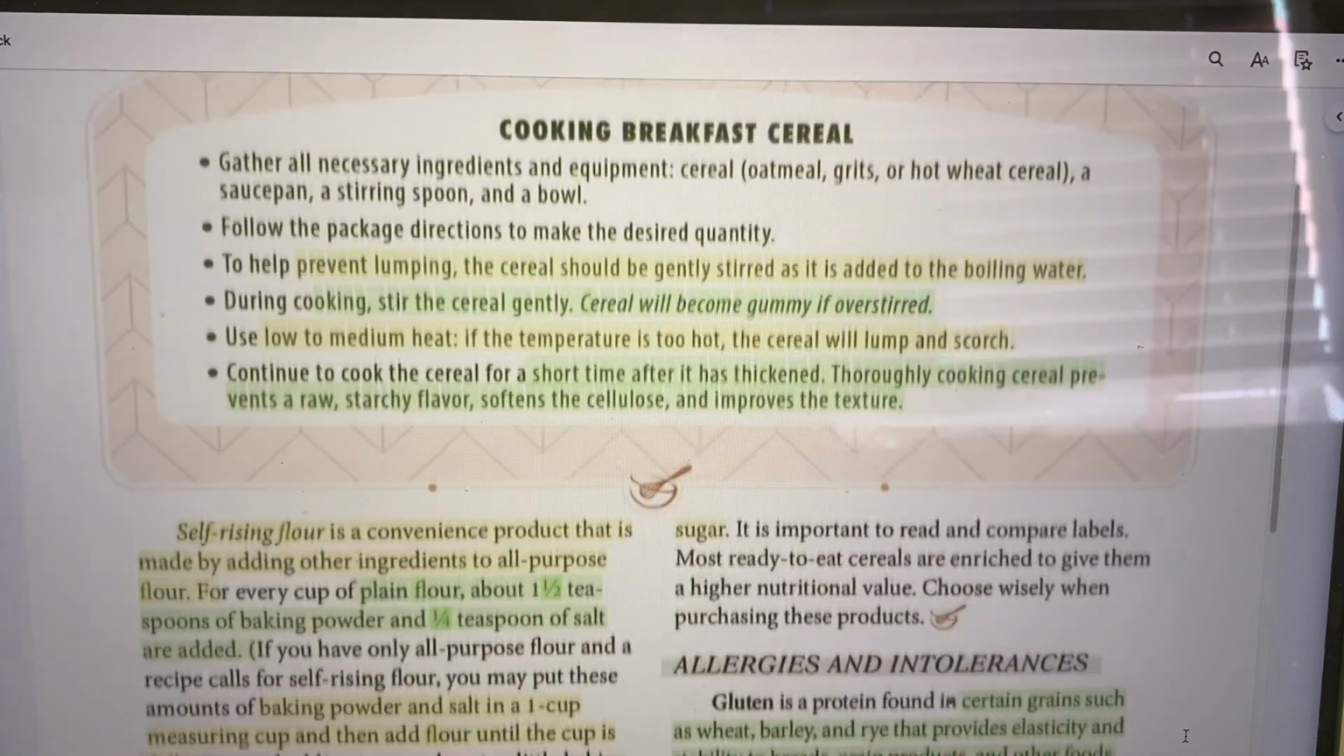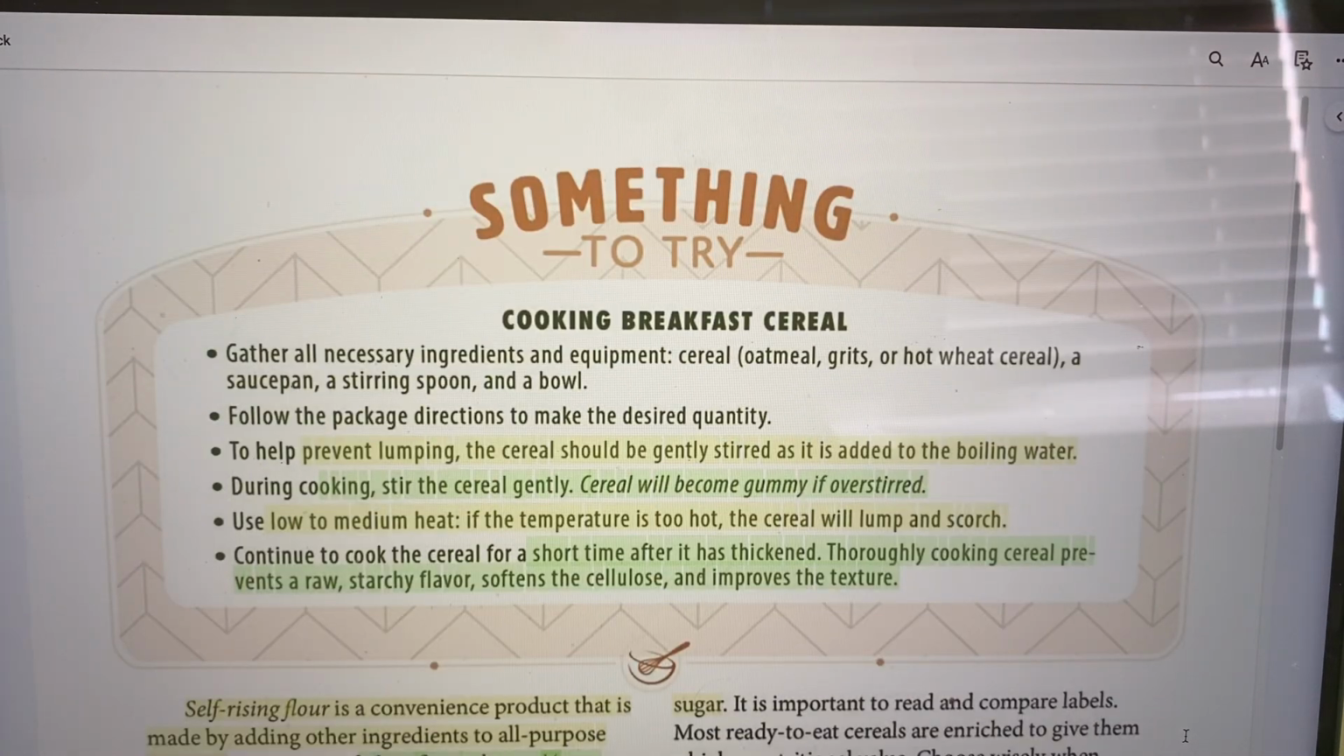So let's go back up here where it says cooking breakfast cereal. Here's a cooking example. You're going to gather all your equipment, if you're going to have oatmeal, grits, or whole wheat cereal: saucepan, stirring spoon, and a bowl. And then you follow the directions on the package usually.